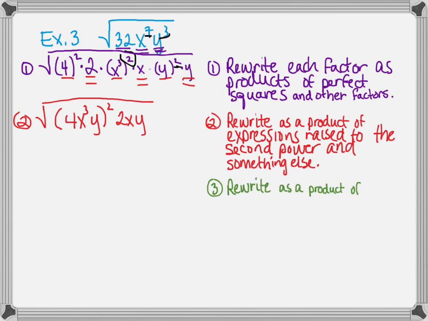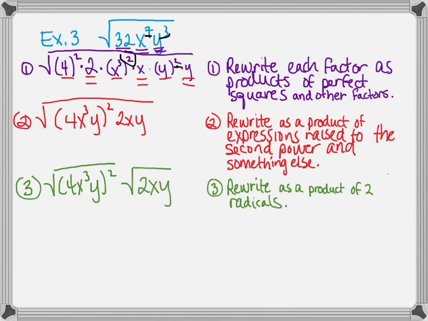And now we will rewrite as a product of two radicals. So I can rewrite this as the square root of 4x cubed y, quantity squared, times the square root of 2xy. And we will simplify the first radical, which is a perfect square.